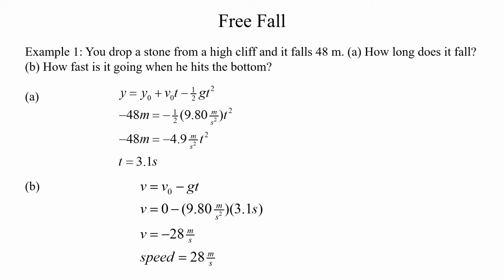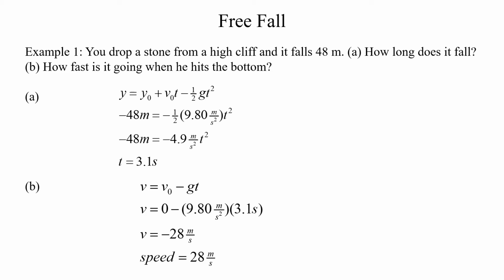So now part B, how fast is it going when it hits the bottom? Well, now we know how long it takes to fall, so all we have to use is the velocity as a function of time to get the velocity at the bottom, or the speed at the bottom is what it asks. So our velocity as a function of time is v equals v naught minus gt. We're simply dropping it from rest, so our initial velocity is 0, so we just have v equals the negative gt. So I put in the 9.80 meters per second squared for g and the 3.1 seconds for the time to fall, and we get the velocity equals negative 28 meters per second.